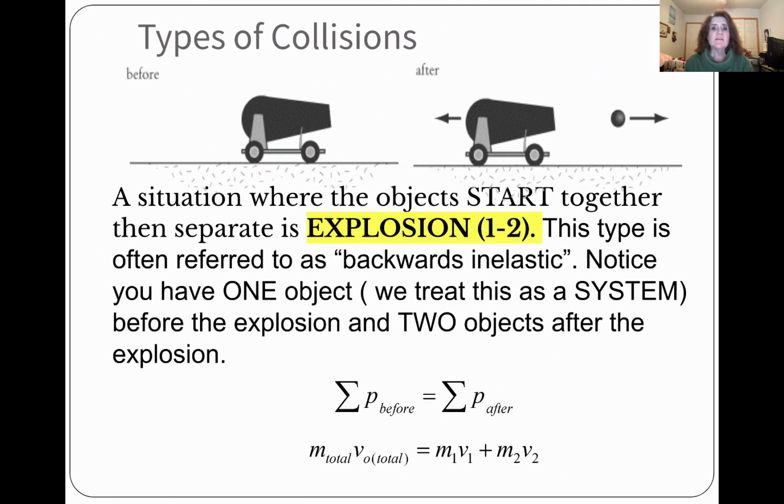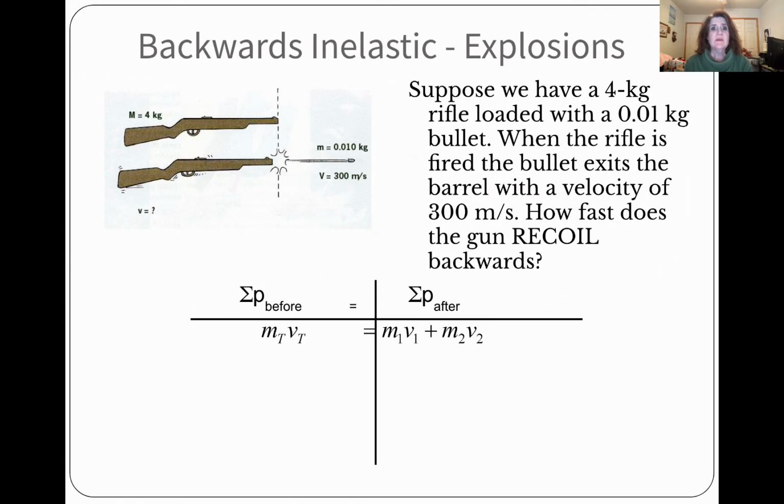The third kind of collision is actually just an inelastic, but it's backwards. So we're going to call this an explosion. This is a 1-to-2, where you start with one object, a combined object before, and you end with two separate objects after. This is like firing a gun.